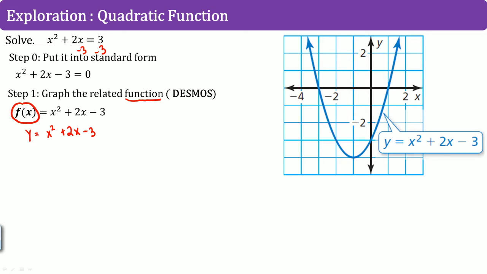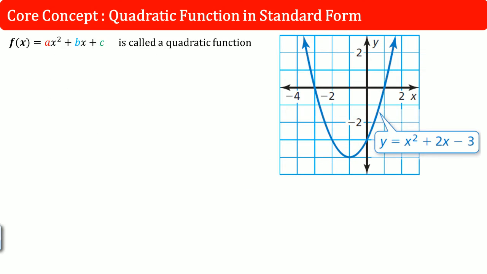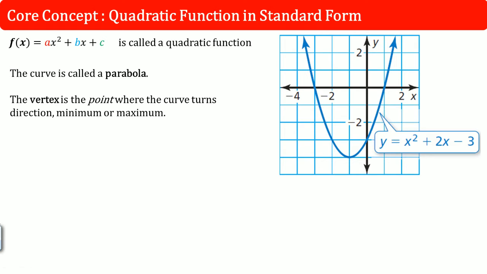This is going to lead us to our core concept. This is going to be called a quadratic function: f of x is equal to ax squared plus bx plus c. The shape that it takes has a special name. The curve is called a parabola. There are certain things that you can get from a parabola. One, a parabola has a vertex. The vertex is the point where the curve turns directions. It's either the minimum or the maximum.